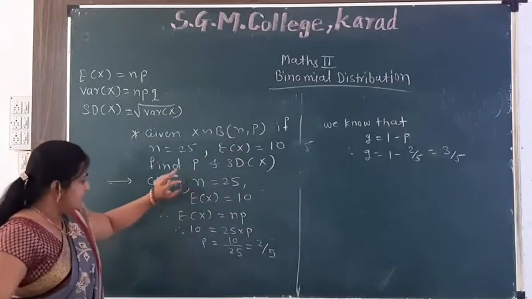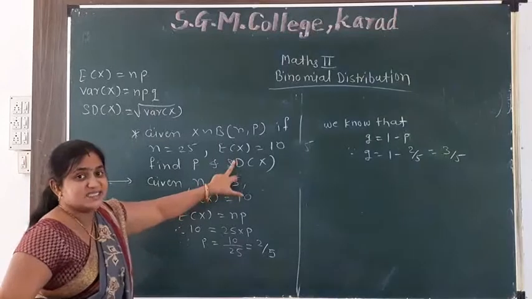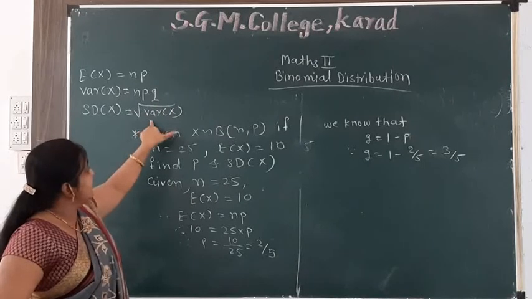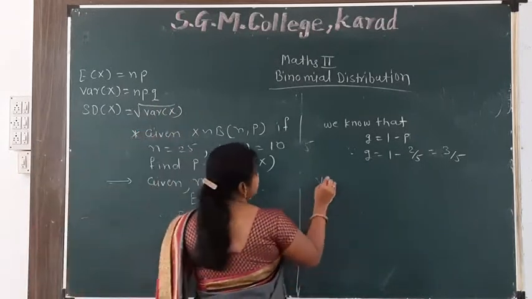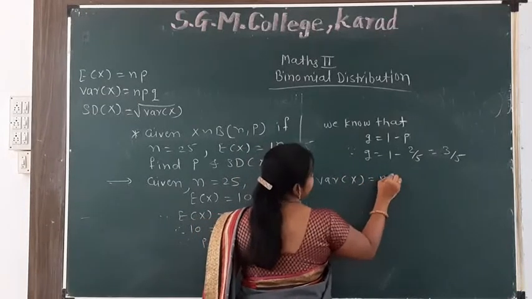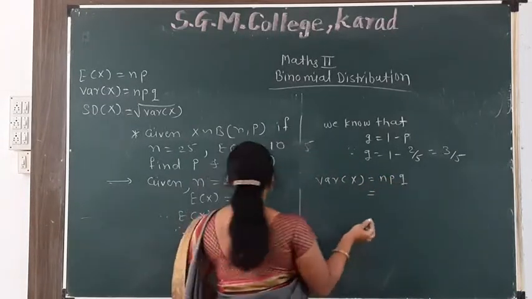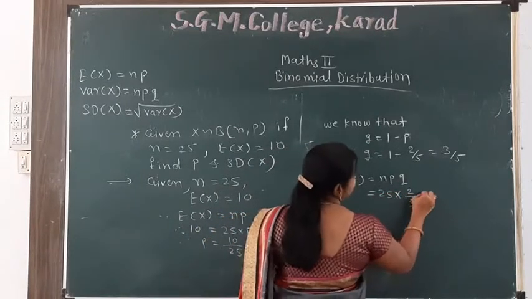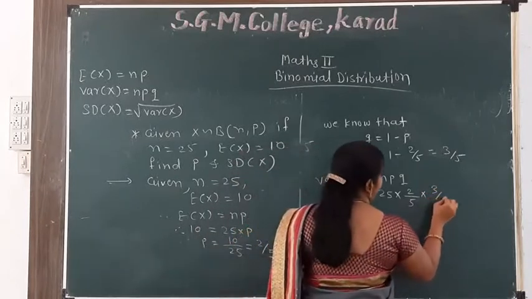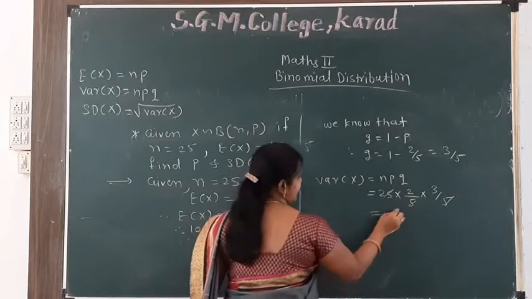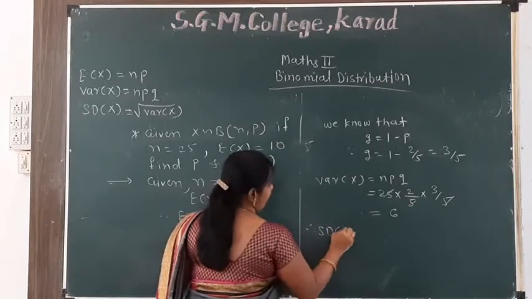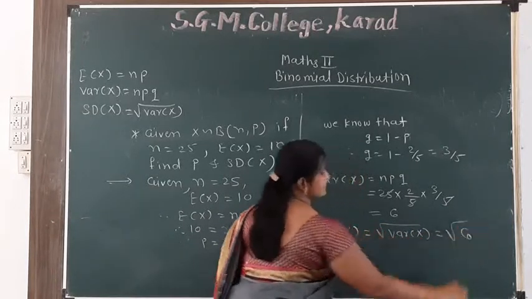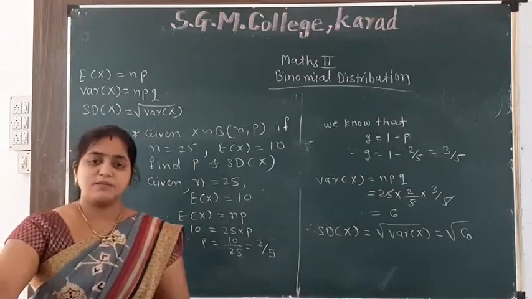Now, we have the p value. I want the standard deviation of x. For that we find here variance of x. So, variance of x, the formula is npq. What is the n value here? The value of n is 25. What is the p value here? The value of p is 2 upon 5. What is the value of q? The q value is 3 by 5. Now simplify, 5 fives are 25. So you get 6. So standard deviation of x is equal to square root of variance of x, which is square root of 6. So it is easily found. Now next problem.